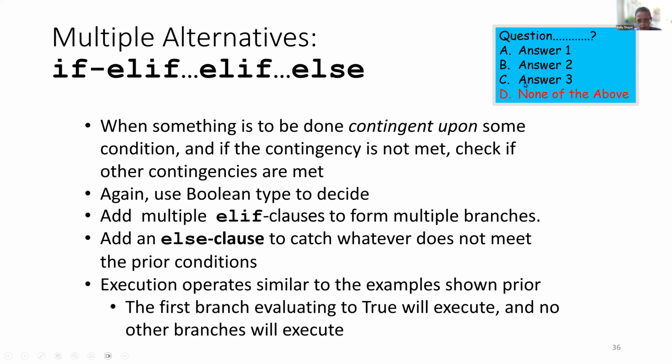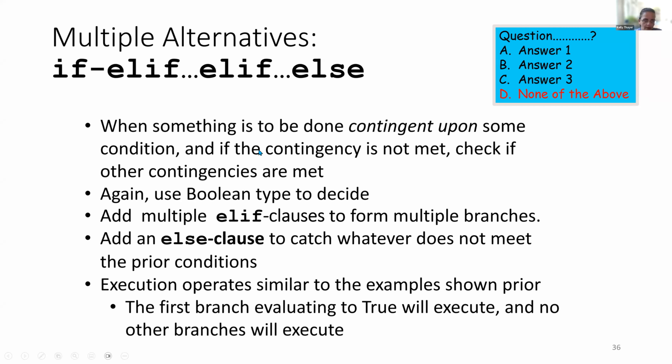It's sort of like the else serves the purpose of the none of the above. When you have a multiple choice question, sometimes you just need something for what doesn't really fit anything that we've already seen. And so when you have if and then you have several elifs chained to that to give some alternatives, then we might want to say, okay, so what if none of these apply? When something is to be done contingent upon some condition, and if the contingency is not met, we would check if other contingencies are met. That's where the elifs come in.